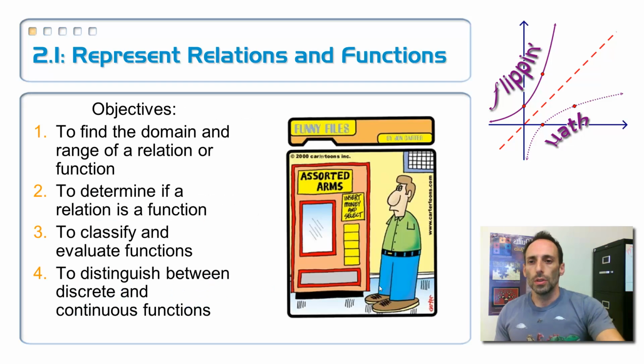Okay. So here, summarizing all this, we talked about the domain and range of both relations and functions. What it takes, number 2, to be a function is every input has just one output. Number 3, classify, is it a linear versus a nonlinear function. Evaluating, plugging something into the function and getting an answer, an output. And then number 4, finally, what we just did, is this a discrete or is it a continuous function?